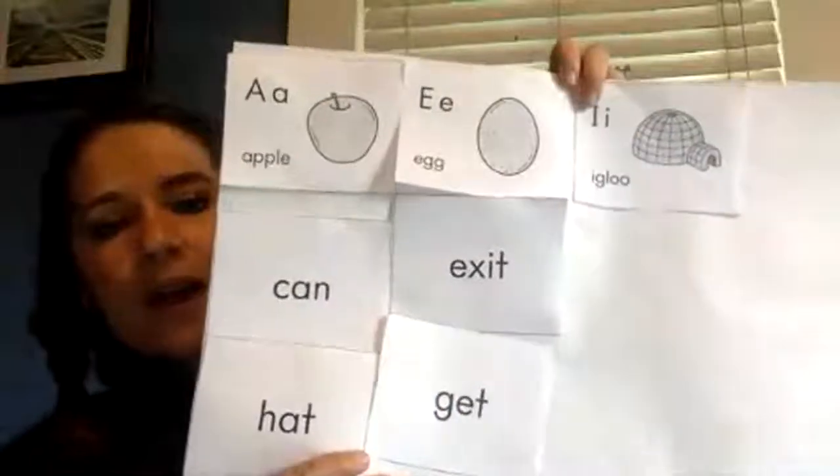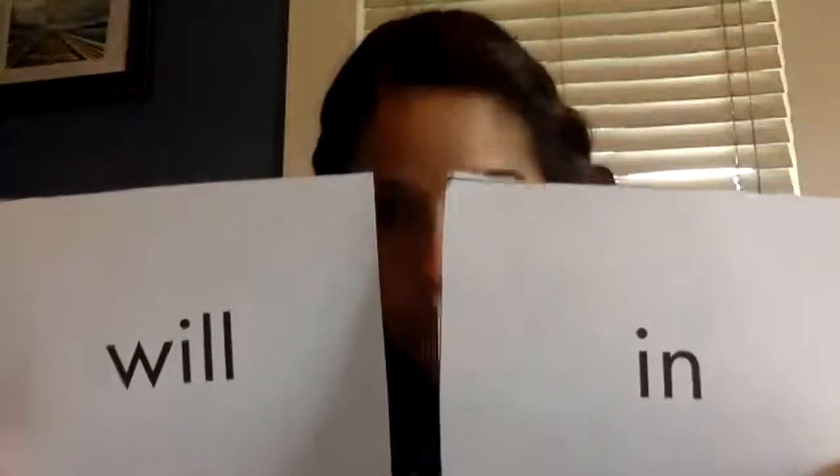Next, I'm going to move on to the I. Look at I. We have the word will and we have the word in, okay? What do we notice about these 2 words? Will and in. What do we notice? I noticed that one of the words, in, starts, the I starts at the beginning of the word.